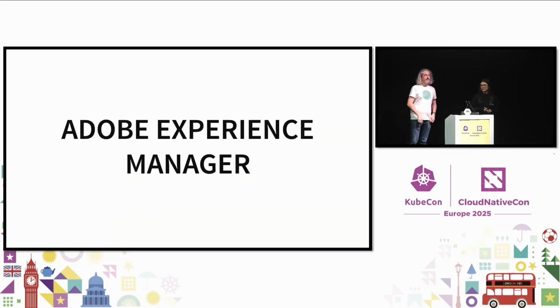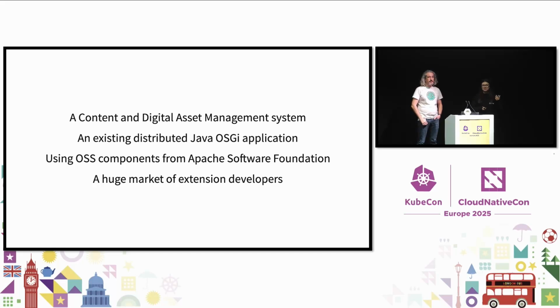OK, before we dive in, I want to tell you about what Adobe Experience Manager actually is. Short is AEM. It is a CMS, a content management system, that helps enterprises build, manage, and deliver content at scale. You create your content, hit publish, and boom, it's out there for the world to see. Technically speaking, AEM is a distributed Java OSGi application. It is a bunch of open source components from the Apache Software Foundation. And one of the coolest things about AEM is its huge market of extension developers. That means people write code, and then we run it on AEM for them.